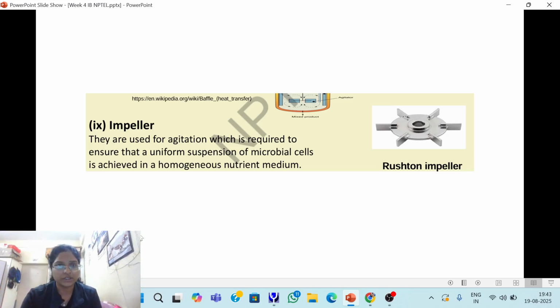Here you can see what impellers are. This is how a Ruston impeller looks. They are used for agitation, which is required to ensure that a uniform suspension of microbial cells is achieved in a homogeneous nutrient medium. So they are basically mixing so that the suspension of microbial cells is in a homogeneous mixture, a homogeneous nutrient medium, right? Okay.